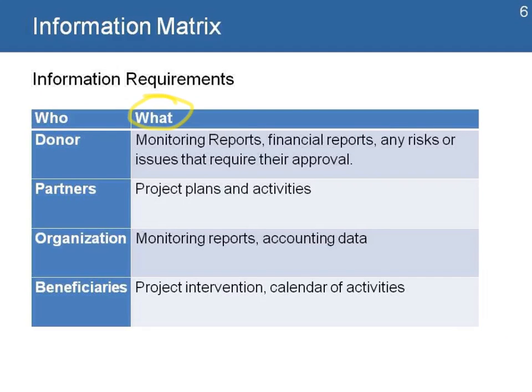Then we go and we answer the question of what type of information they need. The donor will need monitoring reports, financial reports, or risk or issues that require their approval. Some of those elements are needed because of contractual requirements. Partners may need plans and activities, organization, monitoring reports, accounting data. Beneficiaries may need information about the project intervention calendar of activities.